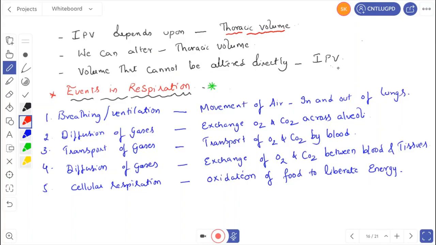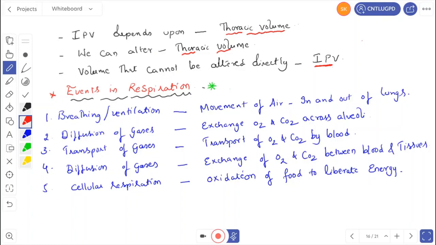So we can alter the thoracic volume by expansion and contraction of the muscles. But the volume which cannot be altered directly is the intrapulmonary volume. We cannot directly change the intrapulmonary volume. We can change only the thoracic volume. If the thoracic volume changes, intrapulmonary volume also changes.